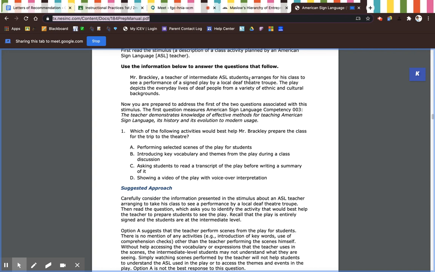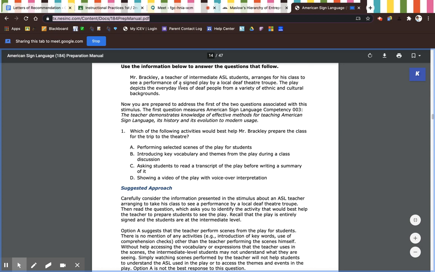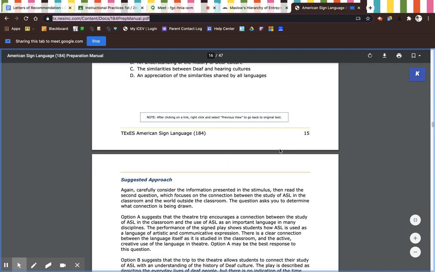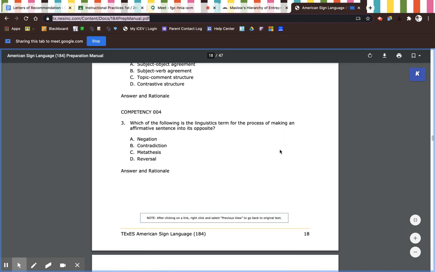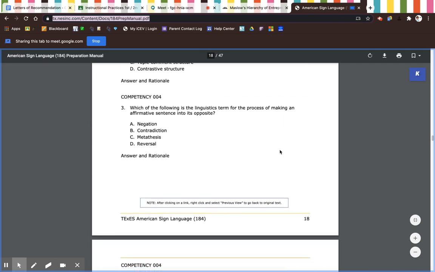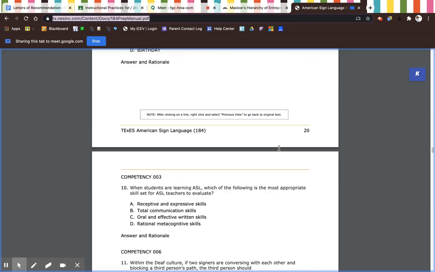Mr. Brackley, a teacher of intermediate ASL students, arranged his first class to see a performance of a signed play by a local deaf theater troupe. The play depicts the everyday lives of deaf people in a variety of ethnic and cultural backgrounds. Which of the following activities would best help Mr. Brackley prepare the class for the trip? And so there's questions that deal with how do you teach ASL students?